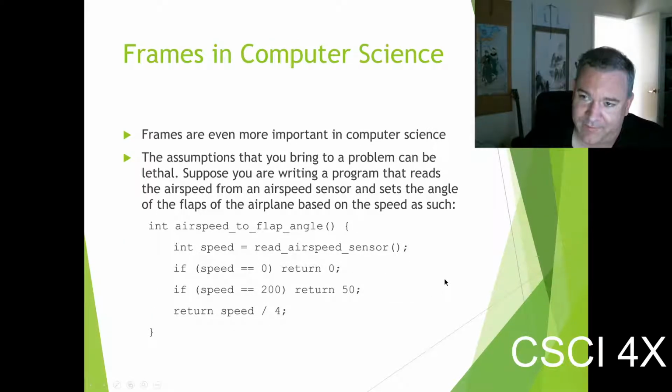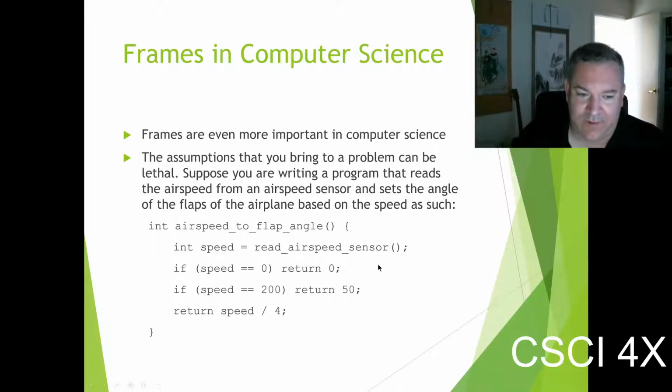So in computer science, to tie it back in, we're in computer science 1. What does framing have to do with anything? Well, the assumptions you bring into a program, like I said, can kill people, right? If you're writing a program that reads in how fast the airplane's going and sets the flaps on the plane accordingly, whatever assumptions you bring in can kill people, right?